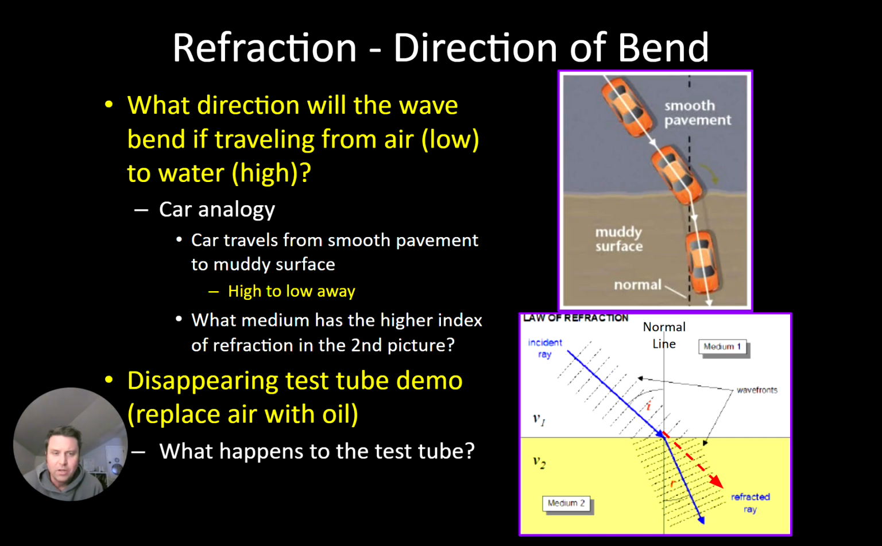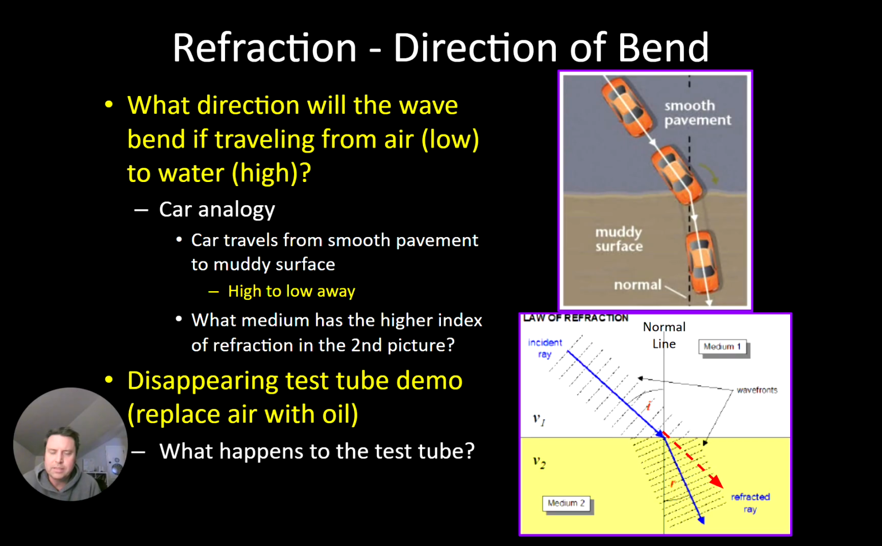In the second picture, we'll see how it's bending. If it went straight through, it'd follow that red arrow, but it's bending towards medium two. Well, the only way it can bend towards is if it's higher, right? Low to high is towards. If it bent away, then it would be high to low. They'll ask silly questions like that.